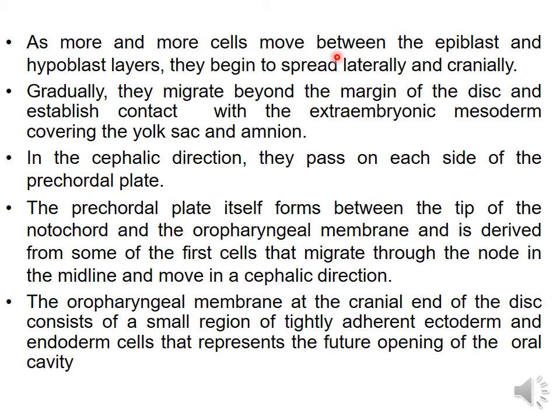More and more cells move between the epiblast and hypoblast. They begin to spread laterally and cranially. Gradually, they migrate beyond the margin of the disc and establish contact with the extra-embryonic mesoderm. In the cephalic region, or the cranial direction, they pass on each side of the prechordal plate. This plate itself forms between the tip of the notochord and the oropharyngeal membrane. We'll talk about them later. It's derived from some of the first cells that migrate through the node in the midline and move in the cephalic region.